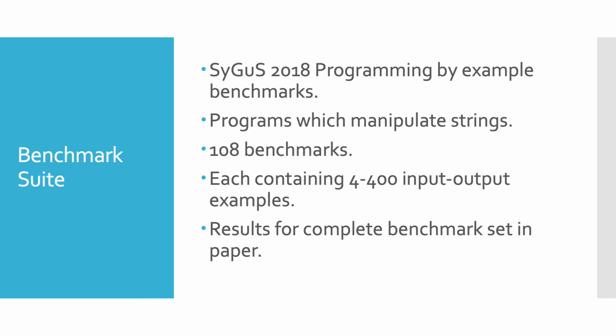For these experiments, we use the SyGuS 2018 programming by example benchmarks. These programs manipulate strings. There are 108 benchmarks, each containing 4 to 400 input-output examples, and some of these benchmarks have repetitions. For each benchmark, we introduce noise into the given examples and then compare the program synthesized in the noisy case versus the program synthesized in the noise-free case.